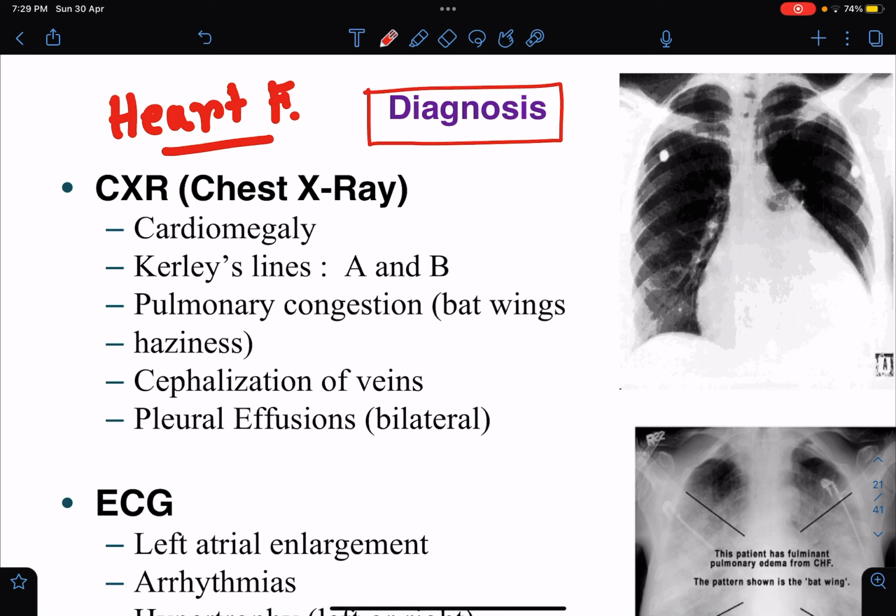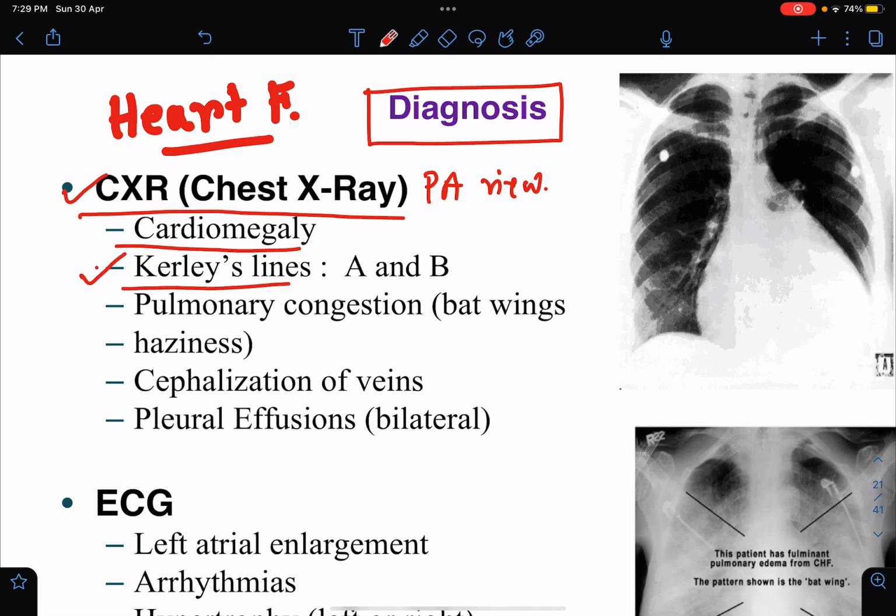When we suspect heart failure from the clinical presentation and examination, we go ahead first with a chest x-ray, PA view. What are the important pieces of information it will give us? Chest x-ray may show cardiomegaly, that is the enlargement of the heart. It shows Kerley's lines. They are a very important feature of heart failure. Kerley's A line and Kerley's B line can be seen, most commonly Kerley's B line. It is very important in cases of heart failure.